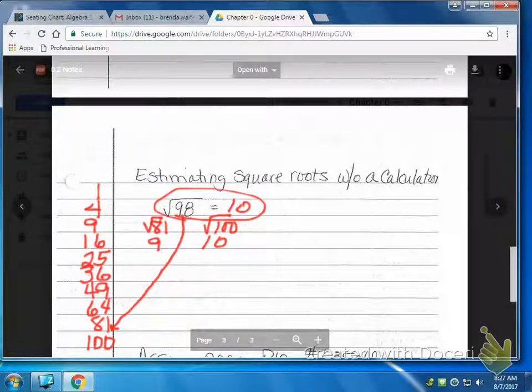Does that make sense? You find where the number inside the radical sign fits in your list of perfect squares. Pick the one that it's closest to and square root that one. That's going to be your estimated answer. And we're doing that without a calculator. Questions?